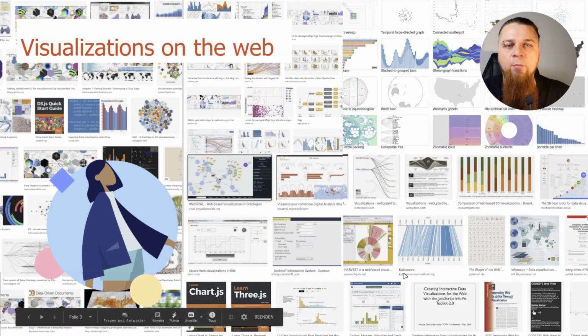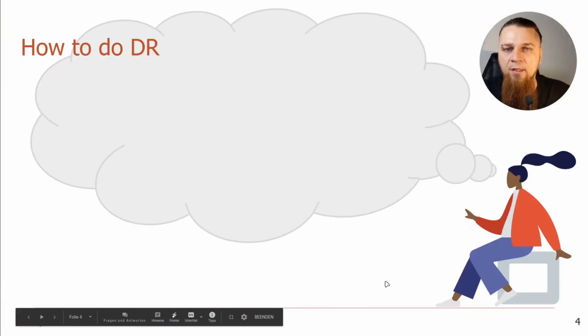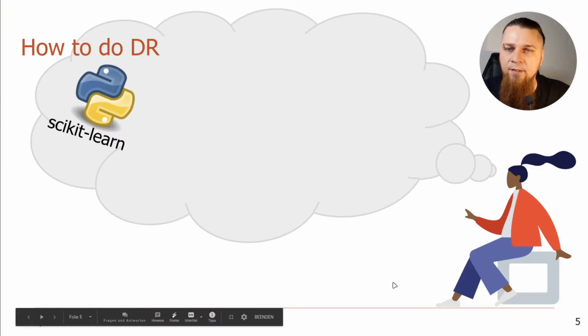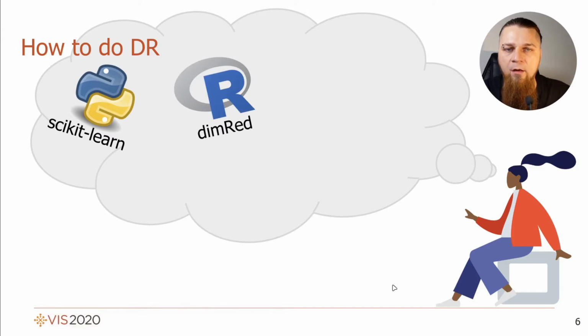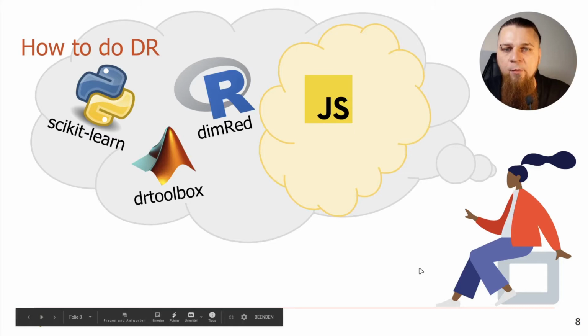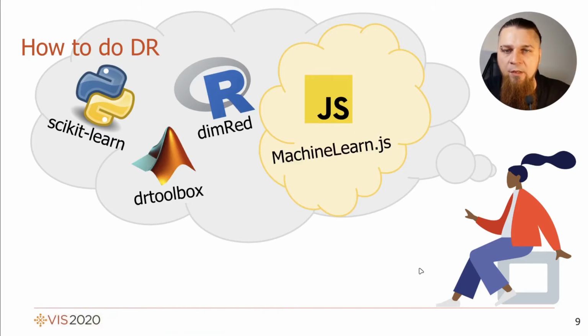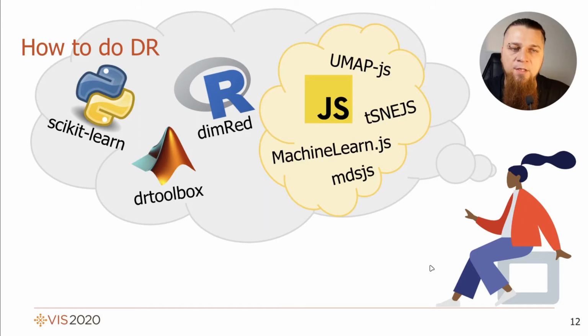Visualizations on the web are very popular and common nowadays, and dimensionality reduction is an important tool for dealing with high-dimensional data. There are plenty of DR methods and there exist some libraries bundling some of them. There is, for instance, scikit-learn for Python, dimRed for R, and the drtoolbox for MATLAB. Some JavaScript libraries exist, which implement one or two DR methods. For instance, MachineLearn.js, which implements PCA, t-SNE.js, UMAP.js, and MDS.js, which implements PCA and landmark MDS.